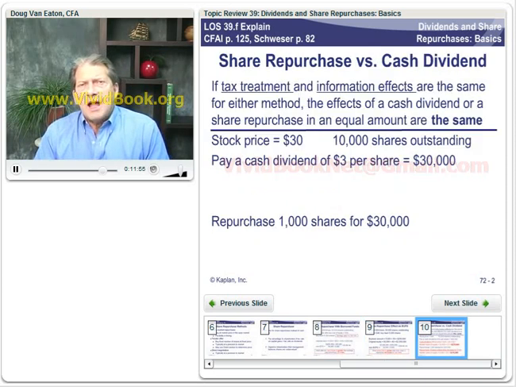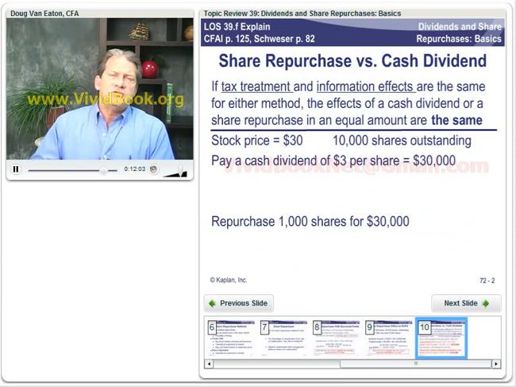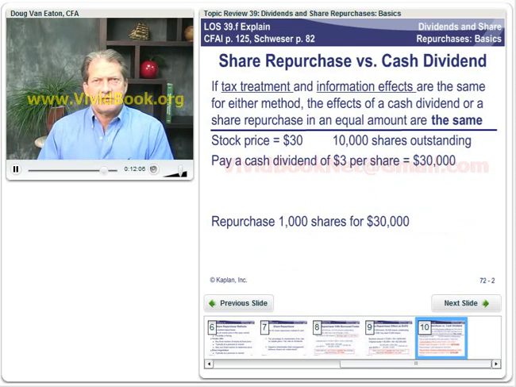So, how do we compare the two? Well, if the tax treatment and the information effects are the same, so there's no difference in the way dividends and capital gains are taxed, and there's no differential information effects of declaring a cash dividend versus announcing a repurchase, then the effects are the same.